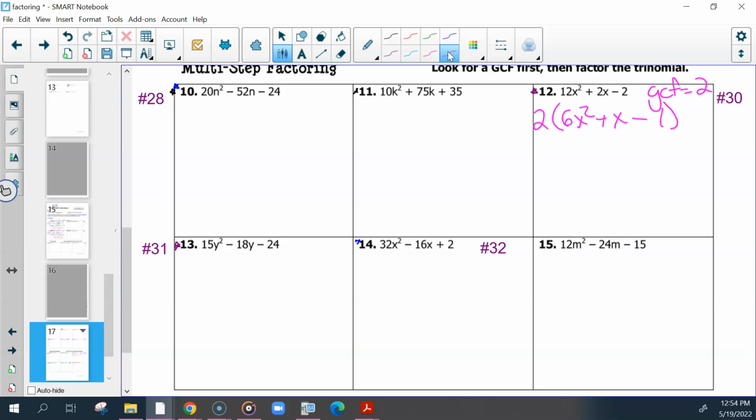Then the rest of our steps are the same. So then we're multiplying 6 and negative 1. This is for 12, not for 11. So two numbers that multiply to be negative 6 but add to be 1. Think of the factors of 6. One of them has to be negative. Which two numbers would work?